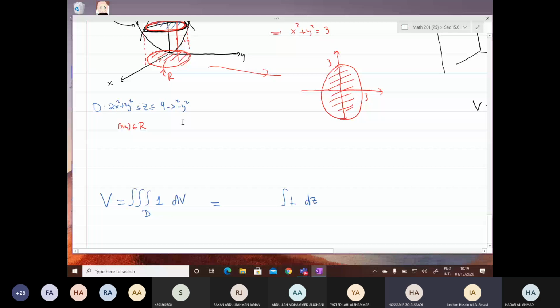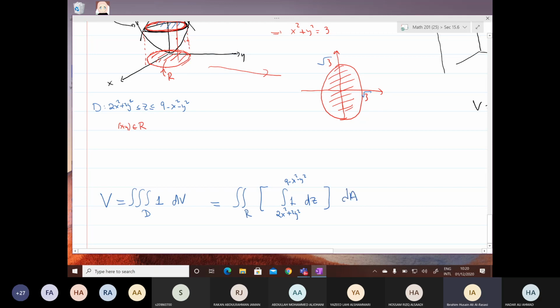What are the limits of Z? Is the radius 3 or root 3? Root 3. So now I have to integrate with respect to Z. What are the limits of Z? These are the limits: 2x squared plus 2y squared to 9 minus x squared minus y squared. Then I leave the double integral over R, dA.